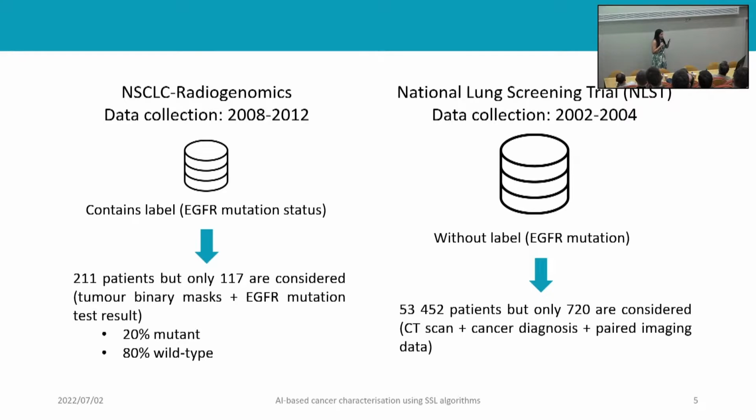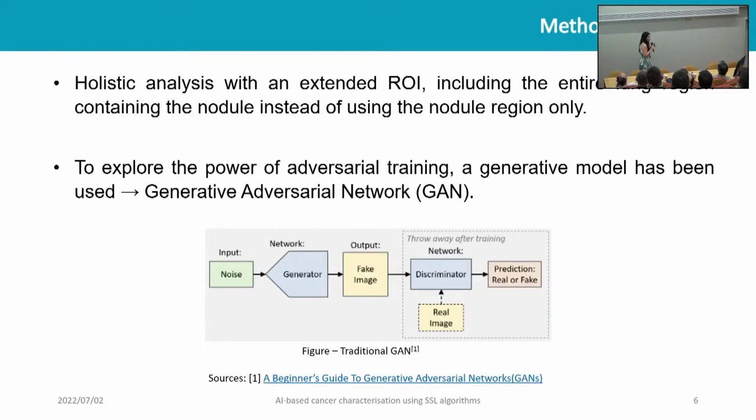About the methodology itself that I'm using. It is not yet fully known, even by the clinicians, which tissues and structures, or even if any, may be affected and can display the transformations induced by these mutations. I chose to use a holistic analysis. This is using the entire region of the lung instead of being focused only on the tumor region.